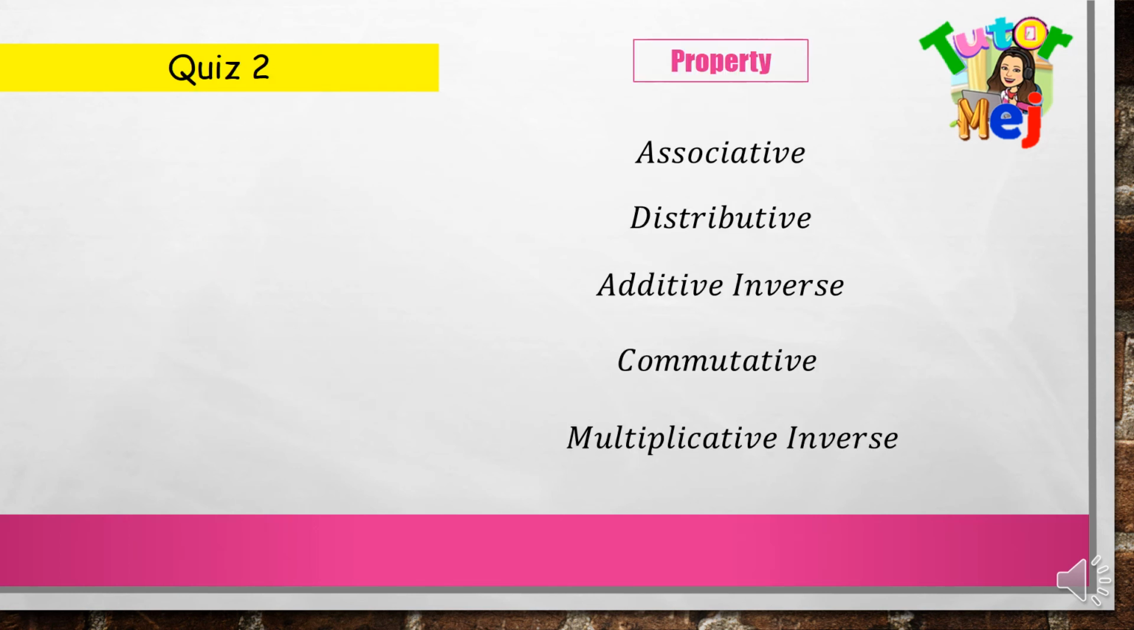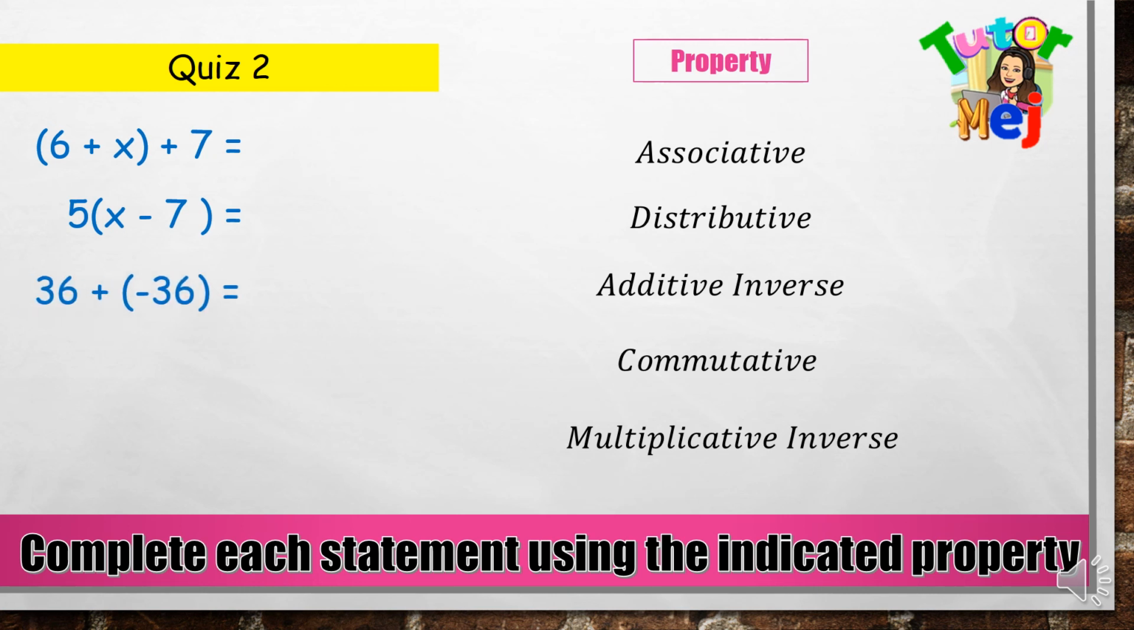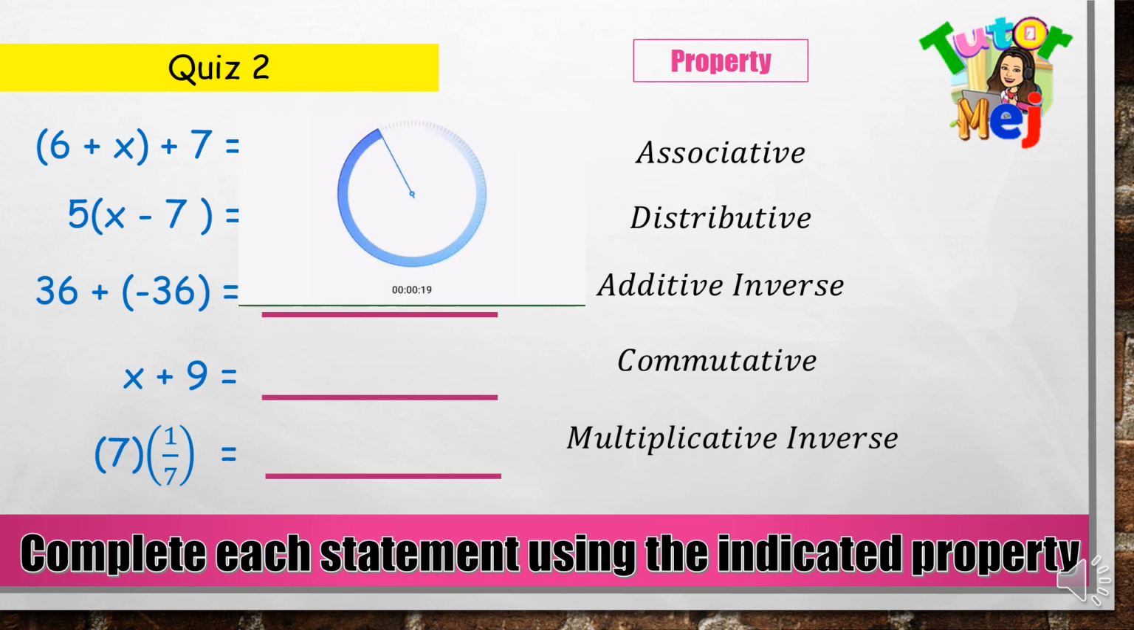Quiz number 2. So given na ang ating mga properties, you have to complete each statement using the indicated property. For number 1, quantity 6 plus x equals 7. Number 2, 5 times x minus 7 equals. Number 3, 36 plus negative 36 equals. Number 4, x plus 9 equals. And number 5, 7 times 1 over 7 equals. Hanapin lahat ang sagot. Time starts now!